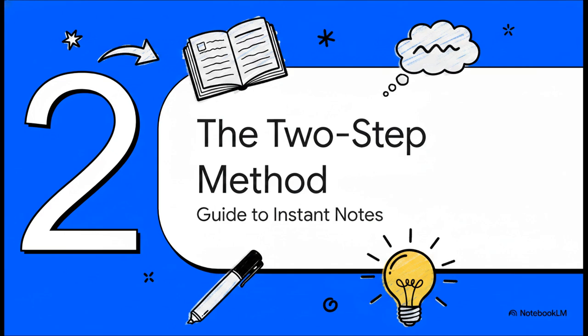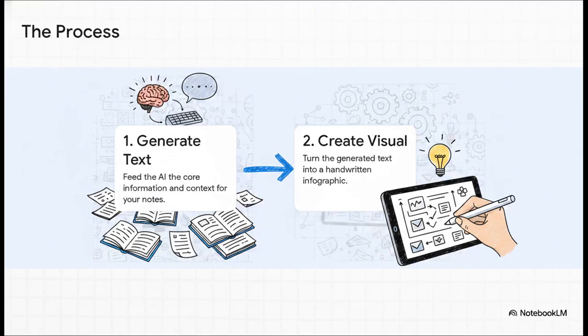This is the core of it all, your guide to turning pretty much any topic you can think of into a set of these instant, great-looking notes. The whole thing really just boils down to two phases. Super simple. First, you've got to give the AI the right information to work with, and then second, you tell it to transform that info into the picture you want. That's it. Text first, then the visual.